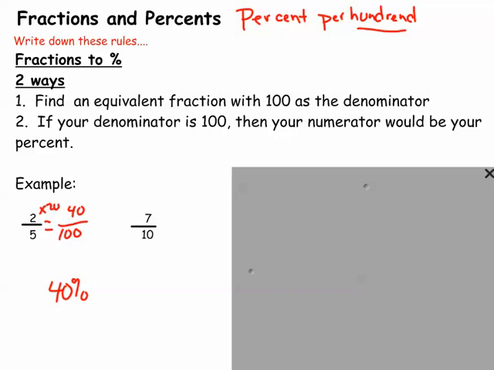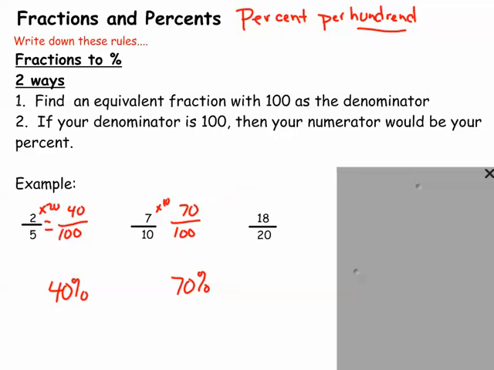Let's do another example. All right, 7/10, I can get a denominator of 100 because 10 times 10 is 100. So I multiply the top by 10. That gives me 70. So 70 over 100, or 70 out of 100, is simply 70%. All right, here's one more, 18 over 20. Of course, I can get a denominator of 100 because 20 times 5 is 100. So if I multiply the top by 5, that gives me 90. So 90 out of 100 is 90%.